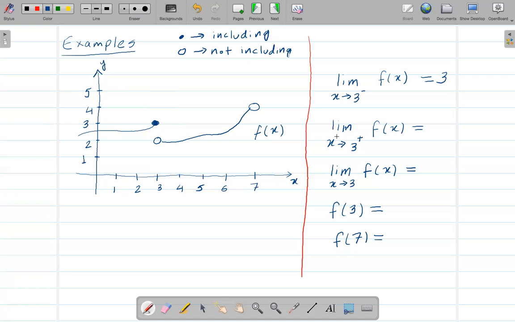Similarly, on this one, x goes to 3 from the right. So from the right, now it's approaching, it's not exactly that point. It's approaching towards this point. So in the limit, even though we have an open circle and we are not including that point, it's approaching. So it is approaching towards this point from the right, because we have the positive from the right, and in that case it's going to be 2.